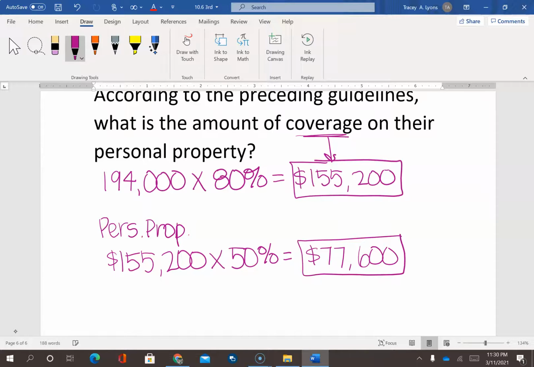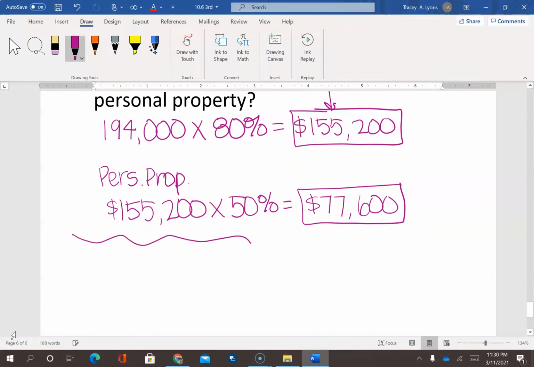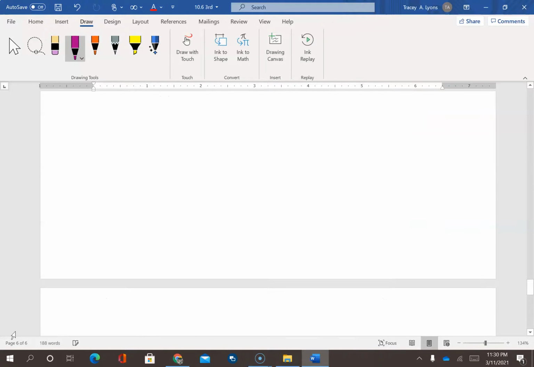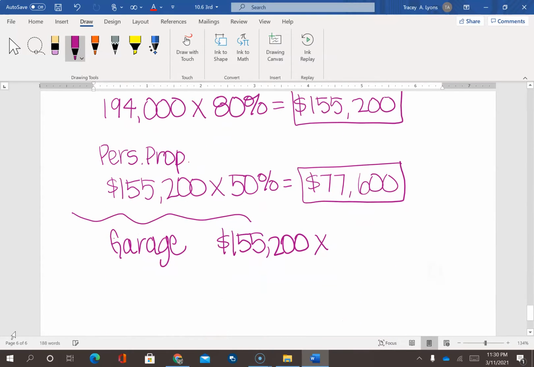Now, they could also ask what the others were as well. For instance, the garage. You're going to take that same $155,000 number and take it times 10%. So if you look at this table again up here, the garage is 10%. And that would be your amount for coverage for the garage.